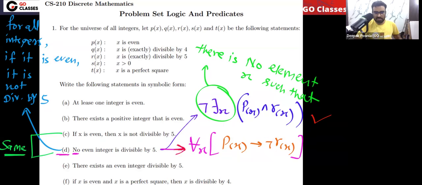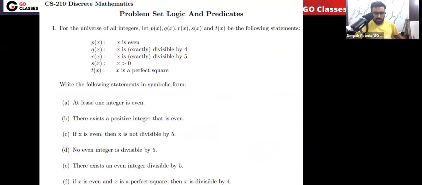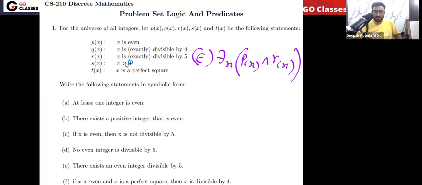Now let's see the next one. Let's see E. There exists an even integer that is divisible by 5. This is very easy. So this E you can easily write. E will be: there exists an integer which is even and divisible by 5. Divisible by 5 means R(x). So very simple. What about F?